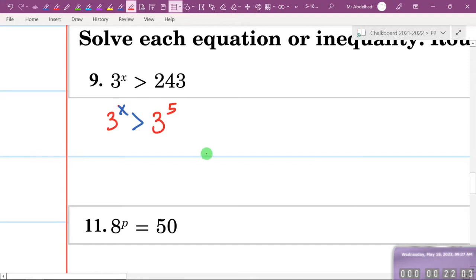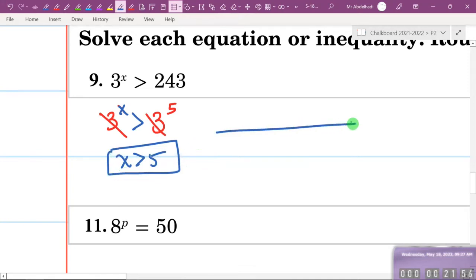If you can find a common base, just drop the bases and you get x is greater than 5 and you're done. And you put it on a number line. There's 5. There you go. So that's the easier way to do that, matching up the bases. And you can do that sometimes. You can't do it with 11 down here because 8 and 50 have no common number that you can use as a base. But for 3 and 243, I just happen to know that 243 is a power of 3. If you don't know that there's a common base, you would have to take the log of both sides and do what we're going to do for all the rest of these problems.